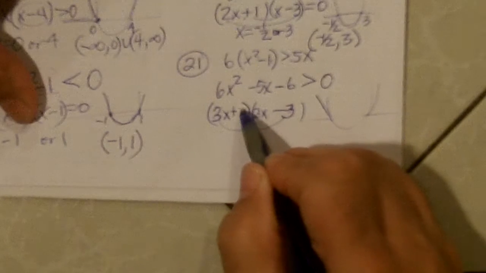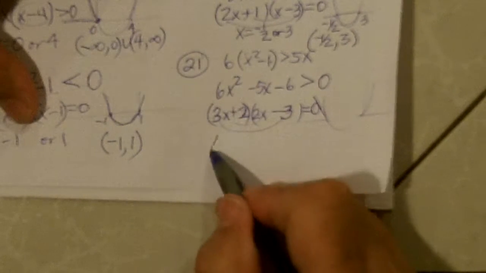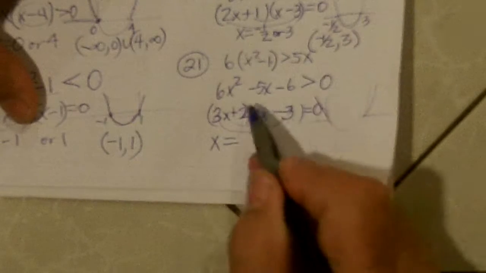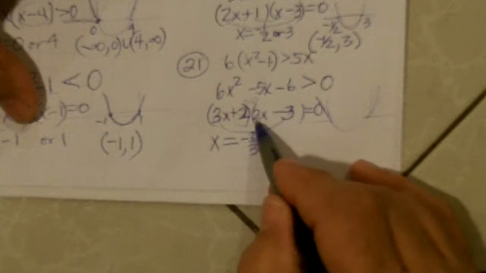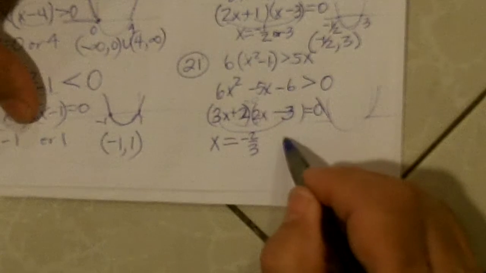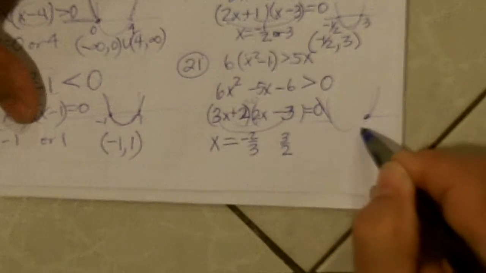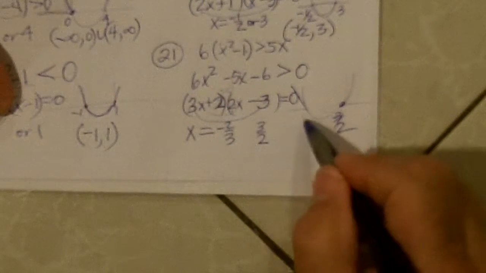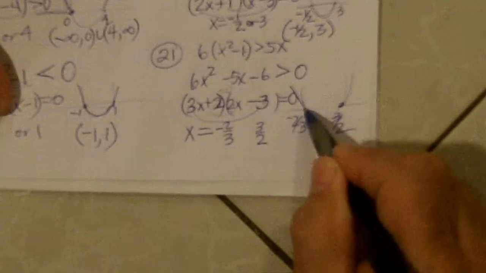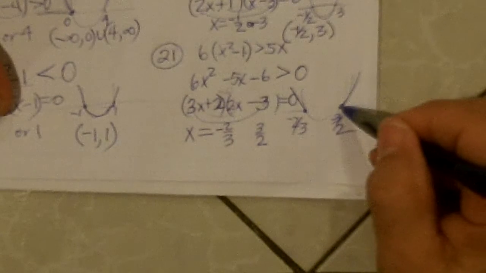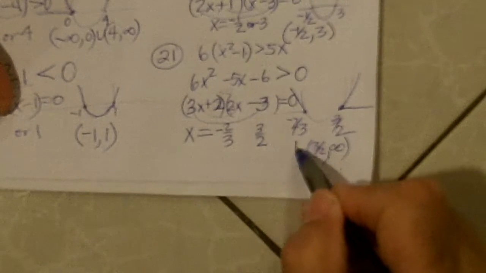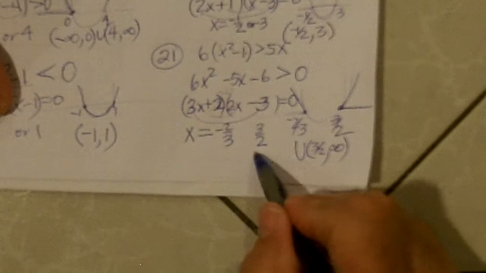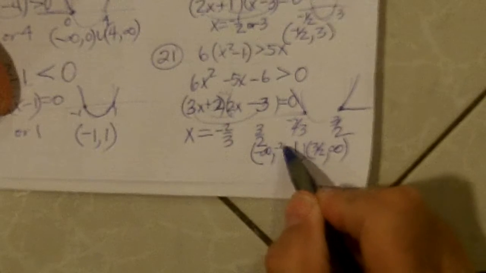9x plus 4x. And so if I solve this, setting it equal to 0, subtract 2 and divide by 3, so negative 2/3. If I solve this, add 3 and divide by 2, I get 3/2. So this must be the 3/2, and this must be the negative 2/3. And the part of the parabola that's above happens for x is bigger than 3/2 or less than negative 2/3.